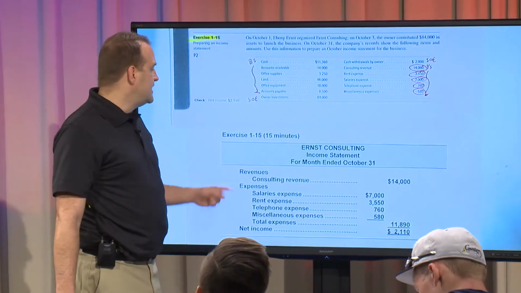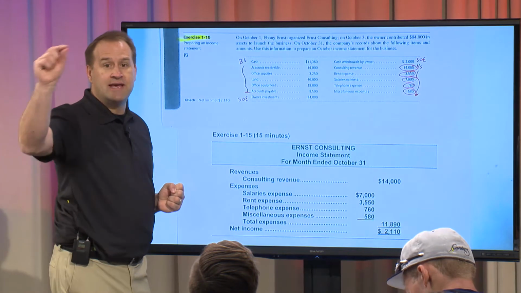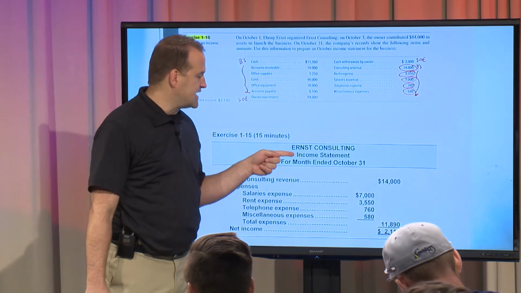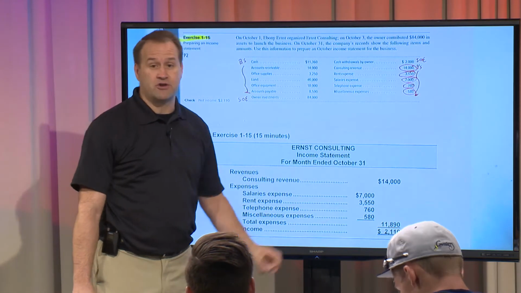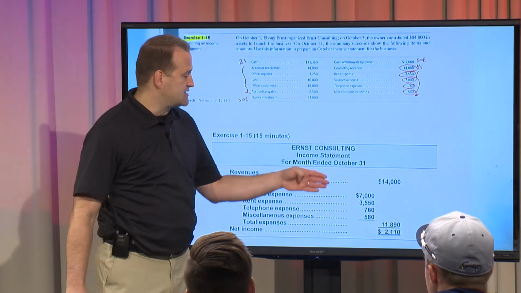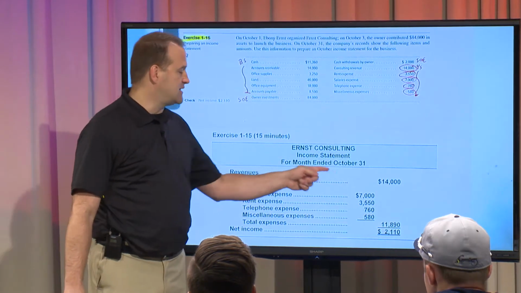Now, is this prepared in proper form or good form? Yes. What do I mean by that? It's the name of the company, it's the name of the statement, and it says for the month ended October 31st. I would have lovingly taken off a point on your test if you would have just said October 31st. We talked about that, right? So make sure it says for the month ended.